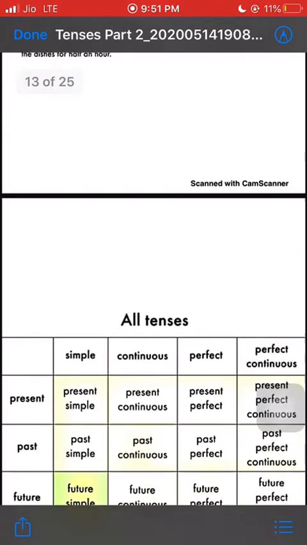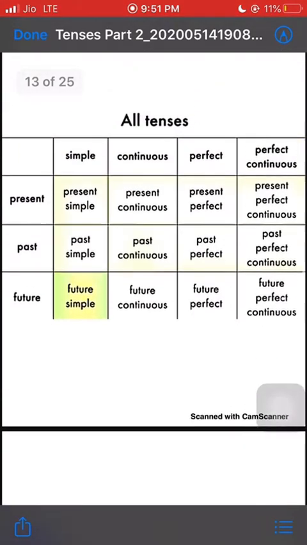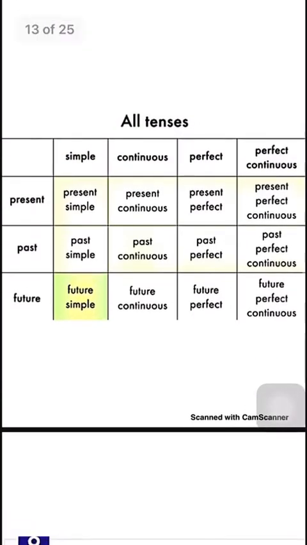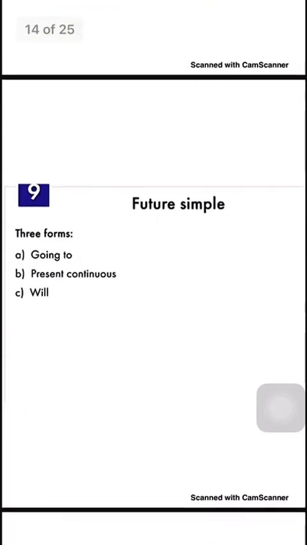Now let's move further. The future part is left. So moving further to the future, the first tense is future simple. Now this is a little tricky, because there are a few different future simple forms. The three most important are going to, the present continuous and will.